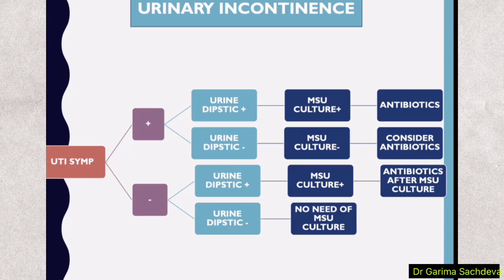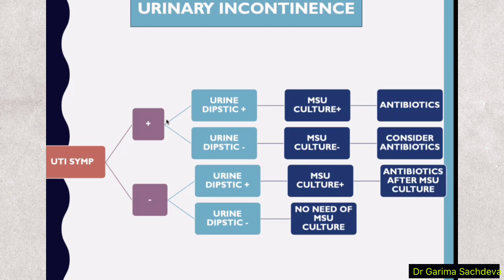So in patients with urinary incontinence, how do you evaluate them? You see whether UTI symptoms are there: burning, increased frequency, urgency. In all the cases, whether symptoms are there or not, you do a dipstick. In all the cases of urinary incontinence, you have to do a dipstick.